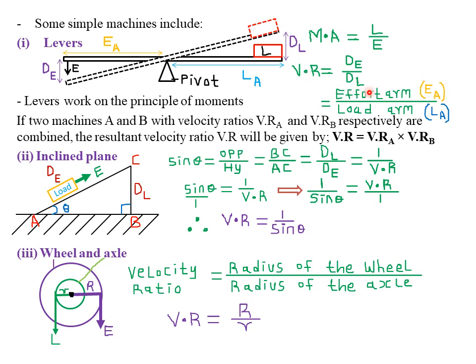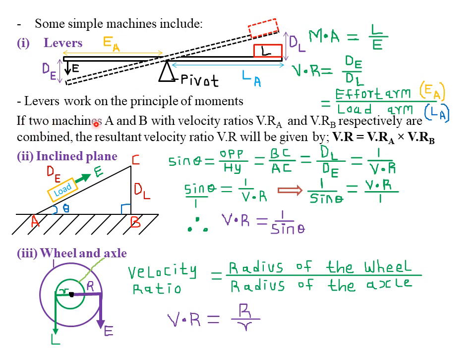If you are given the effort arm, that is the length of the effort arm and the length of the load arm, you simply use effort arm over load arm to find the velocity ratio. If you're also given the effort distance, that is this particular vertical distance, and you're also given the load distance, then you use effort distance over load distance to find your velocity ratio. So actually it depends on what the question has provided.